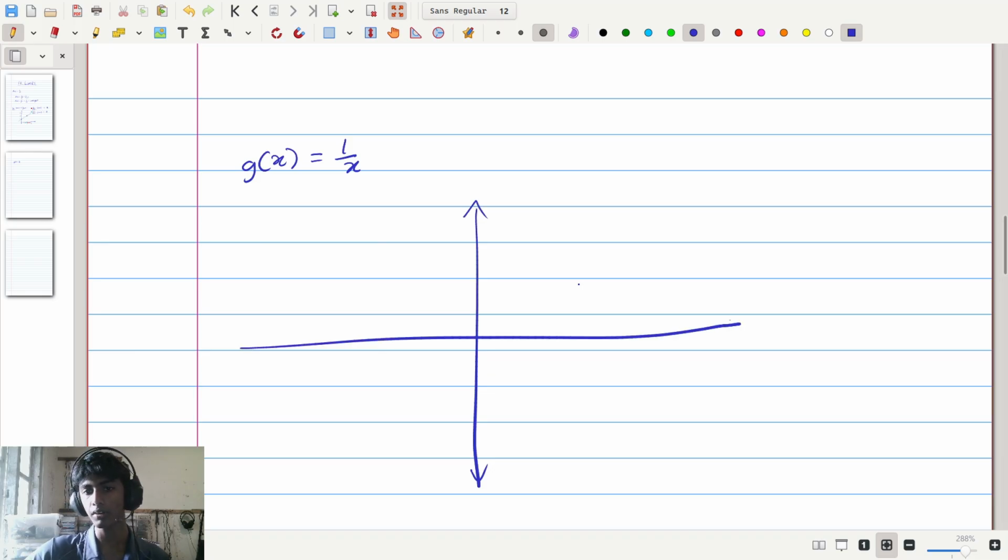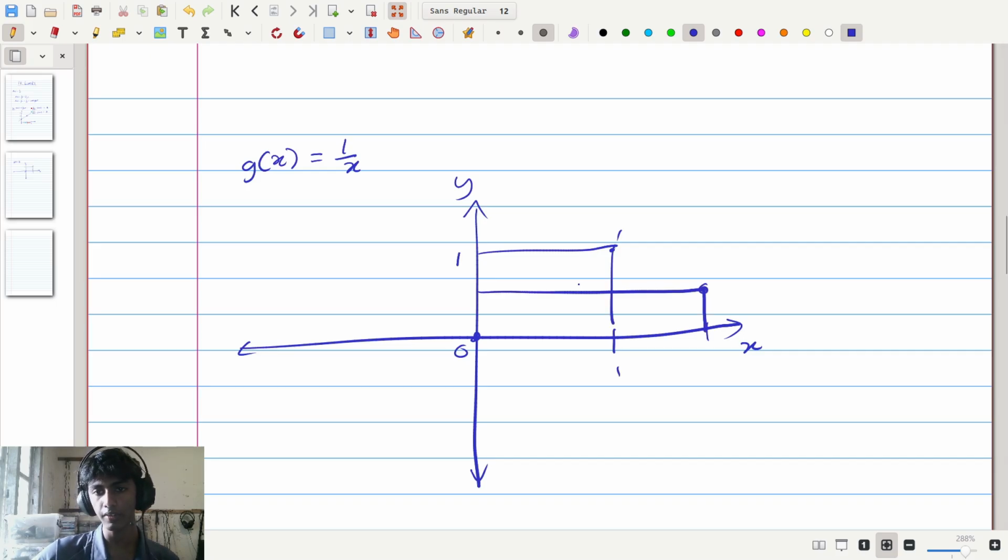If we plot the graph, here we have the x-axis, here we have the y-axis. Let's just test some values. Here we have 0, which we obviously cannot test, but we can test other values. If we test x equal to 1, 1 divided by 1 is equal to 1, so the output here is going to be 1. x equal to 2 will give us a half, which is somewhere here. So this is the value corresponding to x equals 2.